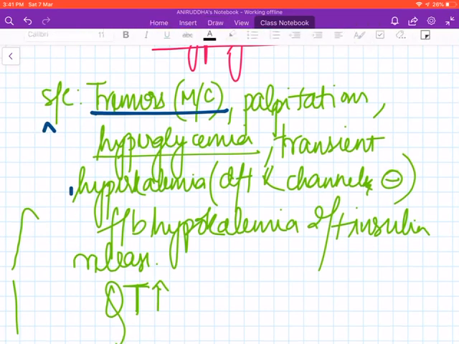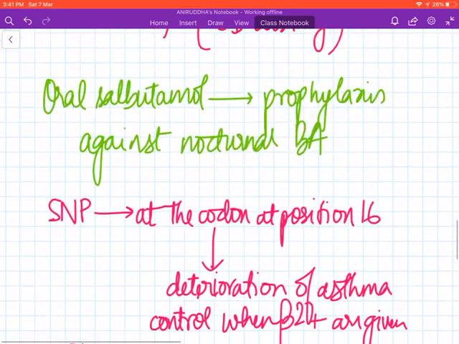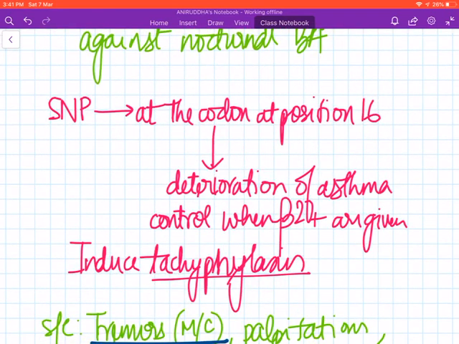And yeah, this single nucleotide polymorphism, you might not remember because it's rarely asked, but one of the mechanisms of resistance against these beta 2 agonists is due to the single nucleotide polymorphisms found in certain individuals. And also, yes, this induction of tachyphylaxis, I'll be discussing this mechanism in a later video.